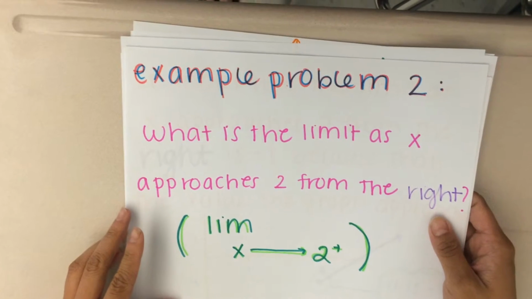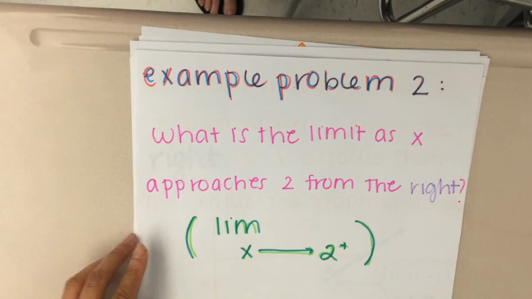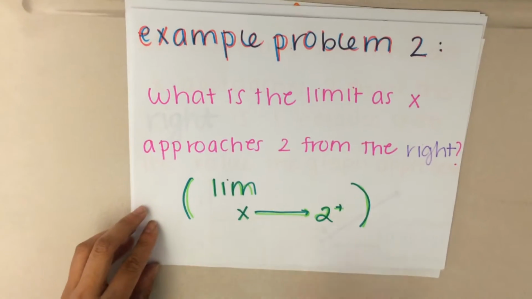Example problem number 2. What is the limit as x approaches 2 from the right? As you can see here, the notation is different because there's a plus sign next to the 2, which indicates it's coming from the right.